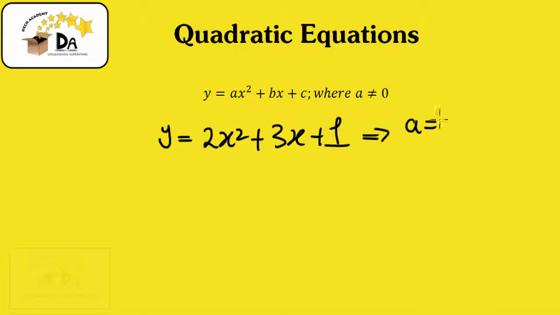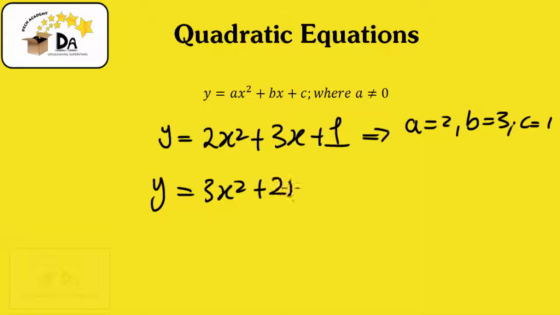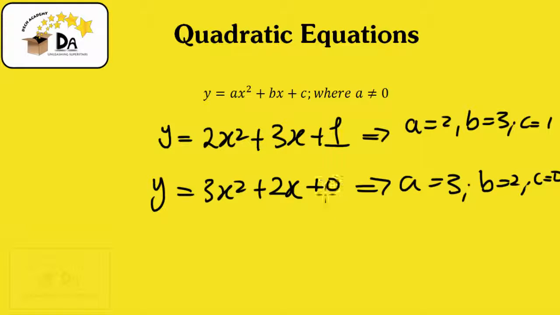Here, a is 2, b is 3, and c is 1. Here's another example, y equals 3x squared plus 2x. Here, a is 3, b is 2, and c is 0, because you can have plus 0.